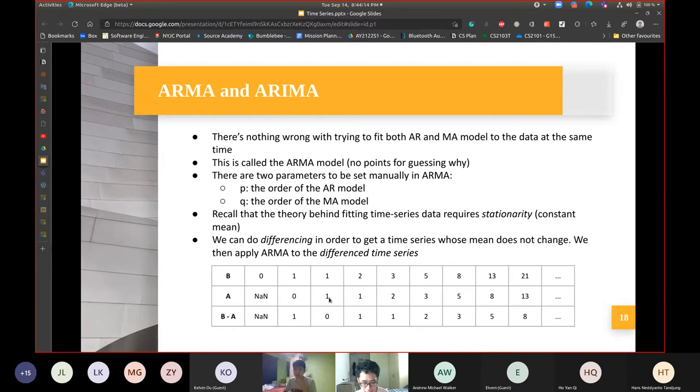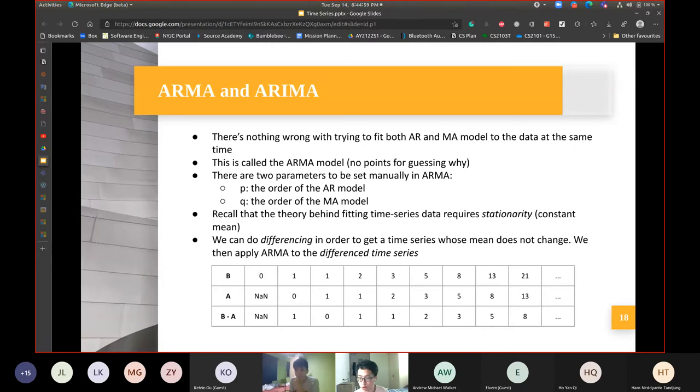So 0 becomes here, 1 becomes here, 1 becomes here, 2 is here, 3 is here, and so on and so forth. Of course, the first value becomes not a number because it has been shifted already. It'll be up to you to decide whether to throw this away or replace it with 0 or with averages or whatever. But after you do the shifting, you can then subtract the shifted version from the non-shifted one. So after you do B minus A, you get 0 minus not a number, you can't do anything, so you get not a number also. 1 minus 0, you get 1. 1 minus 1, you get 0. 2 minus 1, you get 1, 3 minus 2, you get 1, and so on and so forth.